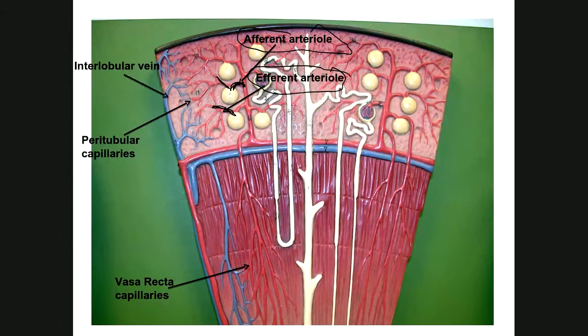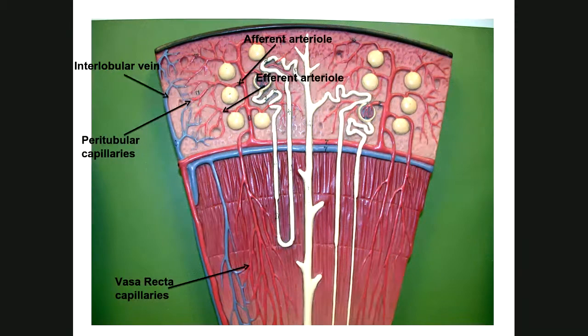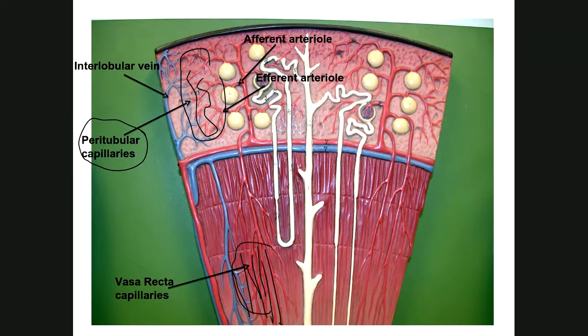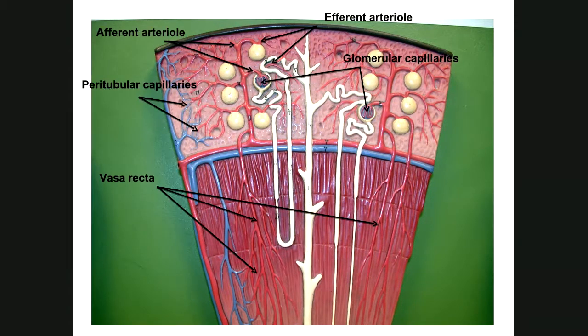And then we're going to have capillaries. So these are capillaries, and these are capillaries. These capillaries are around a tube, so they're called peritubular capillaries. Here's the tube over here, we're going to talk about it in a second. But the tube is in here, and they're around that tube. These are straight capillaries, which is kind of odd, but they're called vasa recta. Recta means straight. So, there's our afferent, there's our glomerular capillaries, and there's our efferent, and then we have the peritubular capillaries and the vasa recta.